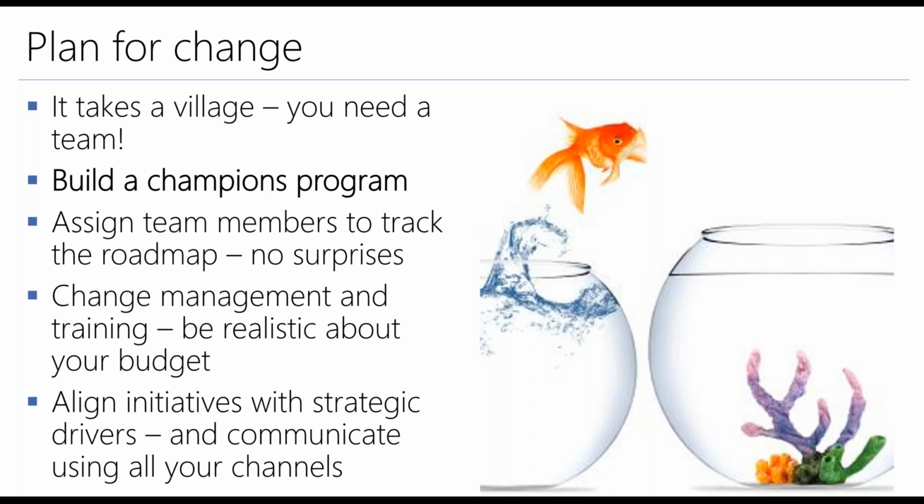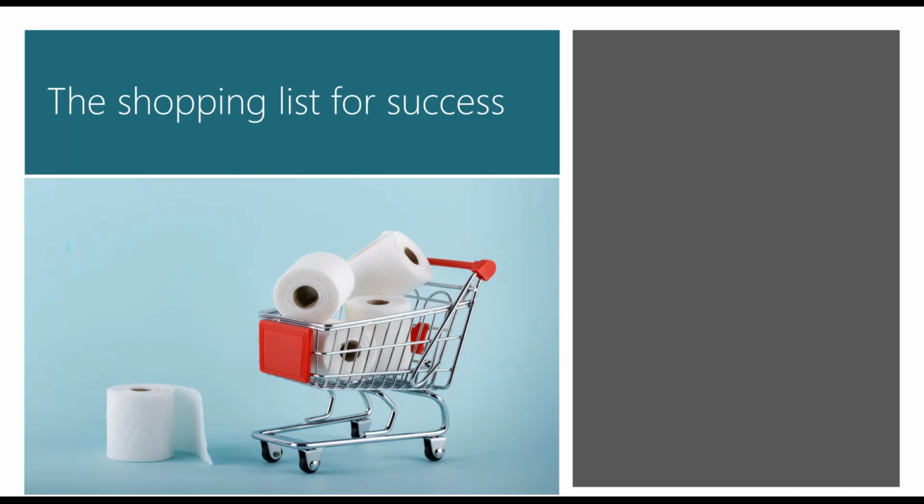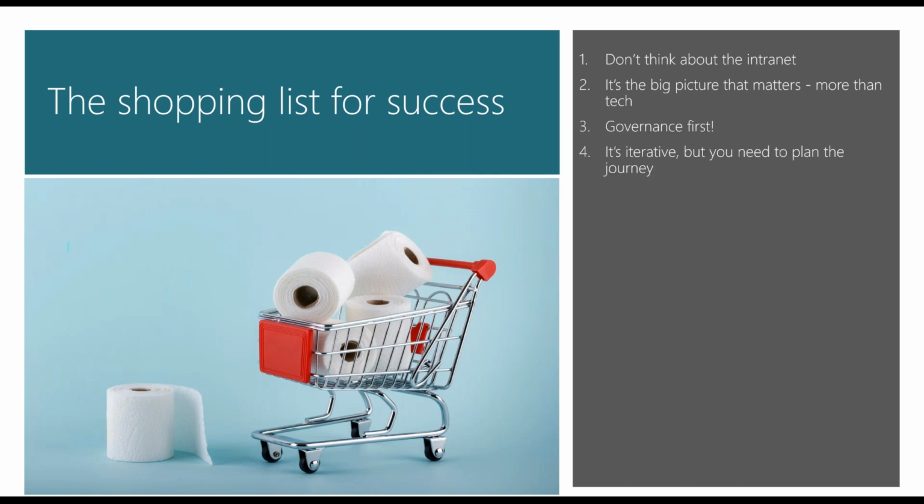So I know we're a couple minutes left. Today's shopping lists are mostly about toilet paper, but for our intranet, we have some other things to think about to wrap it all up. Don't think about the intranet, think about the business. Governance should come first if you can. There's a journey, both in terms of planning how people experience the intranet and how you're building your experiences.